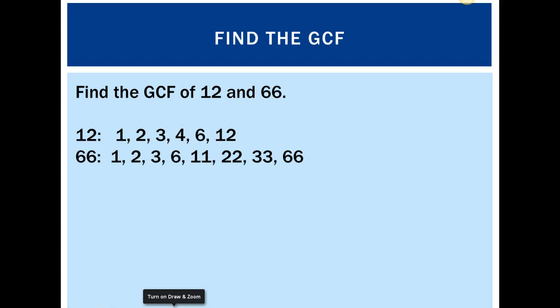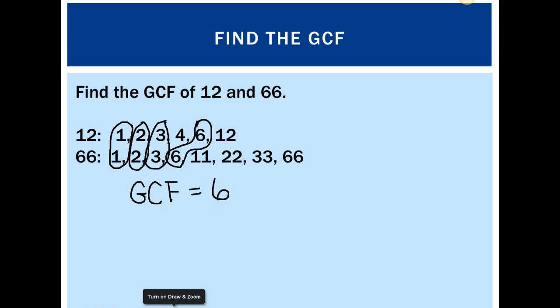Let's identify the common factors. 1, 2, 3, and 6 are common factors. Since the greatest of these common factors is 6, the GCF of 12 and 66 is 6. Let's try the ladder method as well. We set up the division problem and put 12 and 66 inside the bracket.